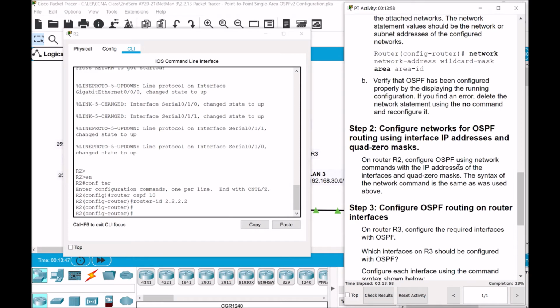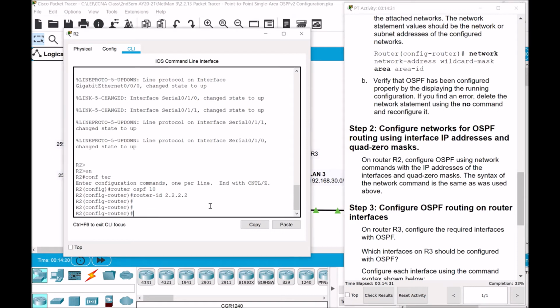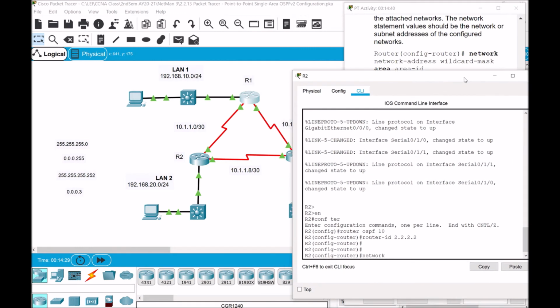The syntax is the same as what we did with R1. We type in network and the IP address. This time, instead of the IP address of the network, it will be the IP address of the interface. And instead of using the wildcard mask, we'll be using the quad 0 mask, which is the default wildcard mask used. And for the area, we'll still be using the default area 0. So let's continue for R2. We type in network.